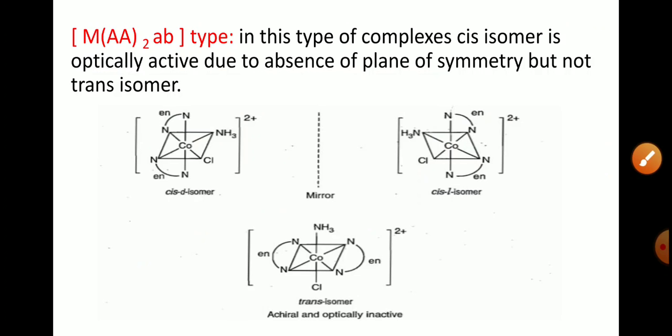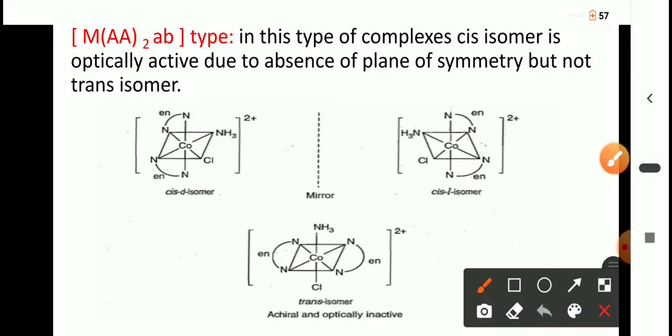In the next one, M(AA)2AB type, there are two bidentate ligands and two single monodentate ligands. In this complex also, the cis isomer is optically active due to the absence of a plane of symmetry, but not the trans isomer. The reason is the same. All the cis isomers are optically active because they do not have a plane of symmetry, and the trans isomer is optically inactive. You can see the example here.